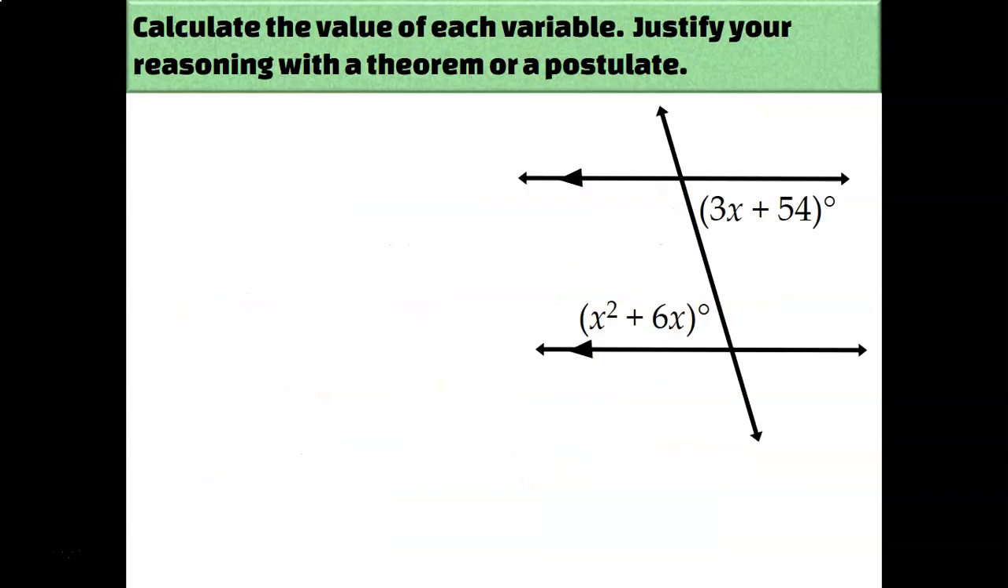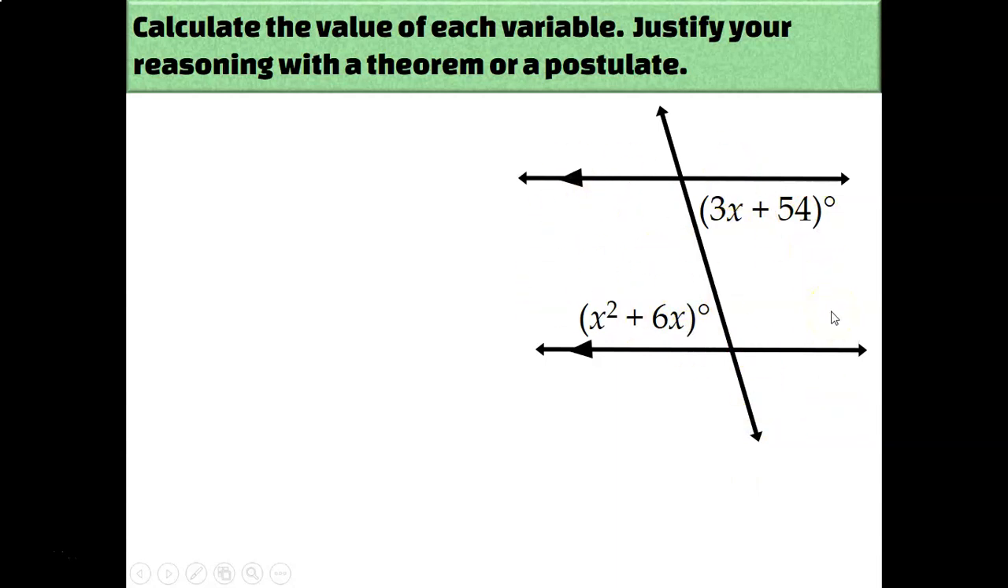Okay, so let's put it all together. We're going to combine the special kinds of pairs of angles that are created by 2 parallel lines and a transversal with factoring. So the first thing I need to do is identify what kind of pair of angles I have. In this case, they're alternate interior, because they're on opposite sides of the transversal, one's on the left, one's on the right, and they're in between the 2 parallel lines.